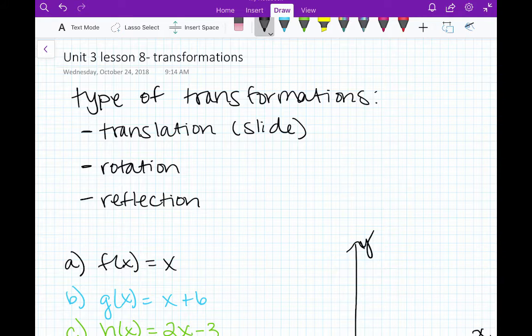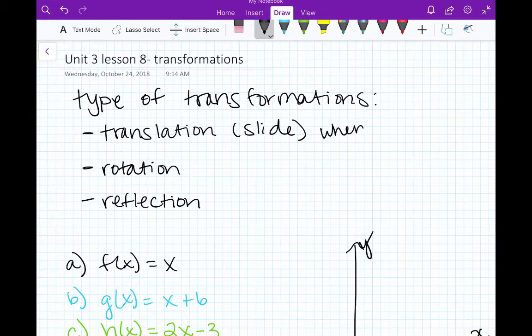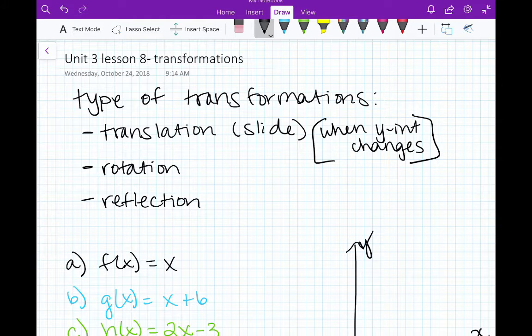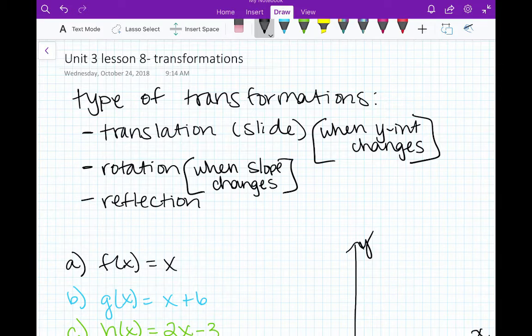All right, this is the video for Unit 3, Lesson 8 on transformations, specifically linear transformations. There are three major types of transformations. There's a translation, which is a slide. This is when the y-intercept changes. There is also a rotation, which is when the slope changes. And then there is a reflection, which is very specific, and it is when the slope is multiplied by -1.